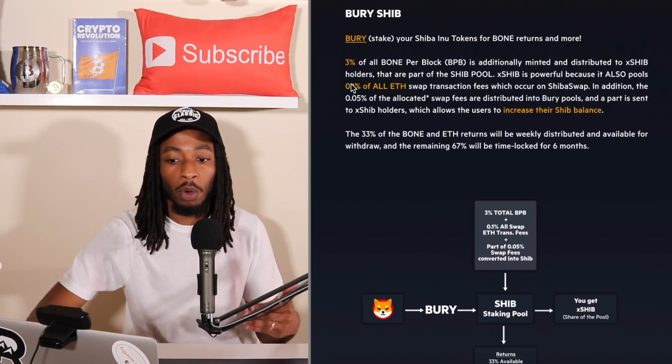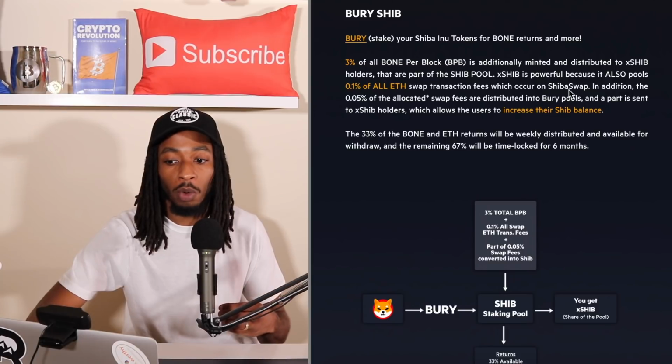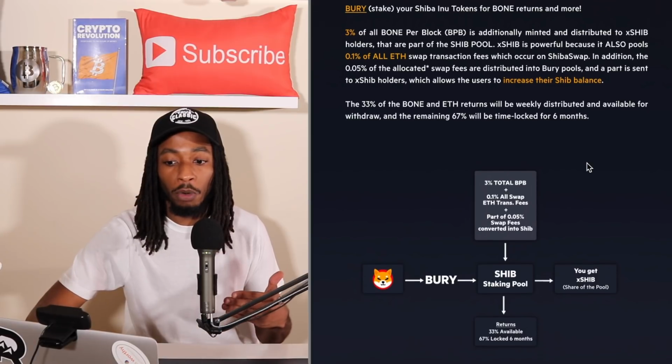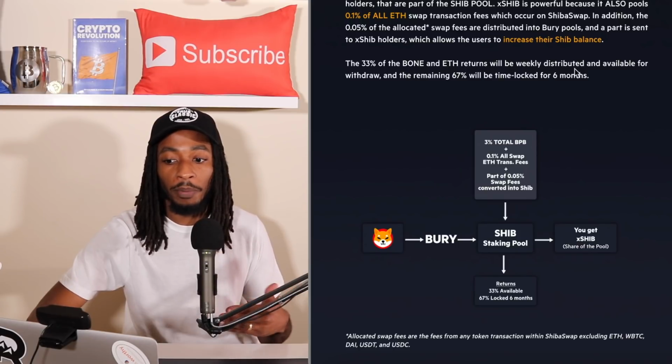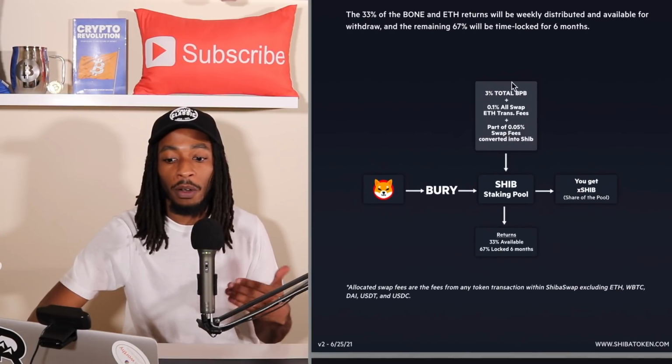Also, 0.1% of all ETH swap transaction fees which occur on ShibaSwap, and then in addition, you're also going to get 0.05% of the allocated swap fees distributed into the staking pools. And so as we move down, the bold print here is going to tell you 33% of the BONE and ETH returns will be weekly distributed and available for withdrawal, and then 67% of the remaining will be locked for 6 months. And so here's the diagram of how this breaks down.